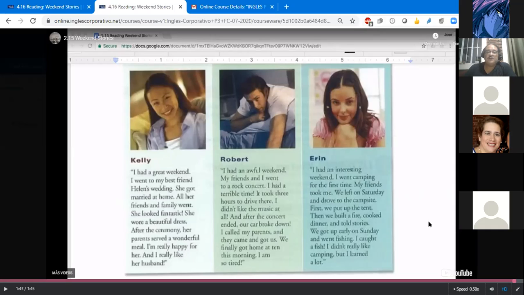Her parents served. Served. A wonderful meal. Wonderful food. Okay. Serve. Then you say servir, right? Served in past tense. She looked fantastic. She wore a beautiful dress. The past tense of wear. Okay. She, past tense of wear is she wore. She wore. She wore.